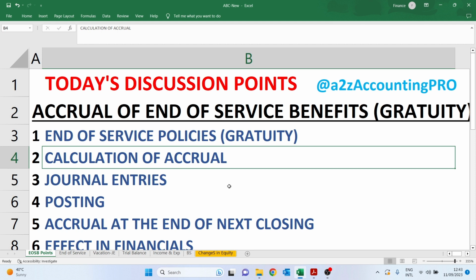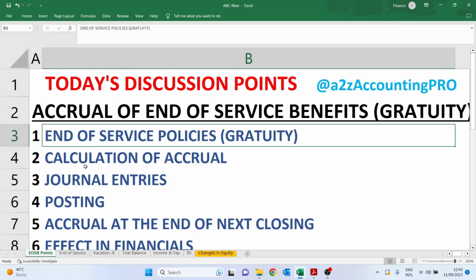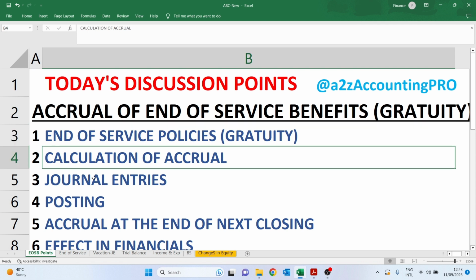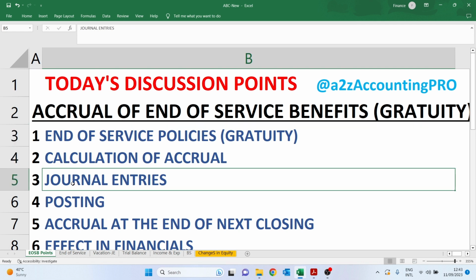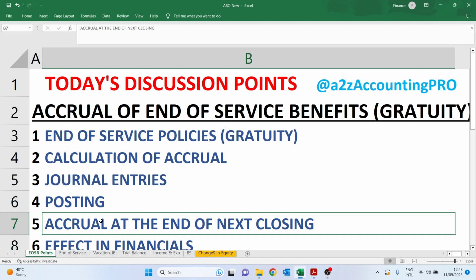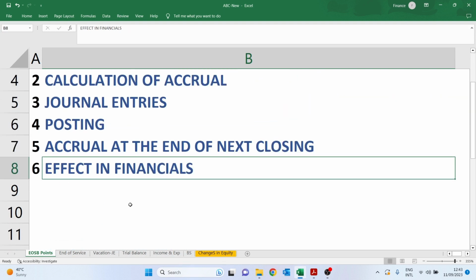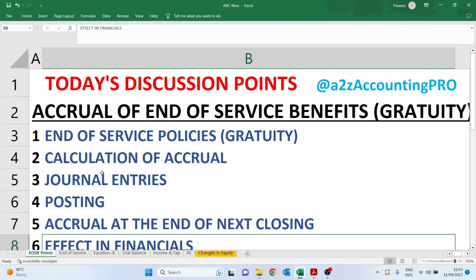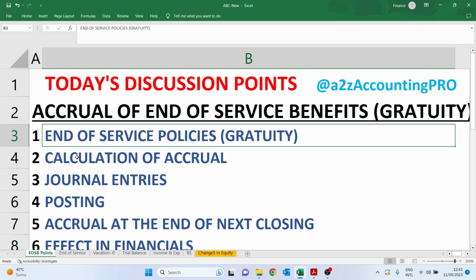So today we are going to discuss UAE's end of service benefit, or gratuity. Okay. So we are going to discuss these 6 points today. First one, end of service policies. Second one, calculation of the accrual of end of service. And third one, journal entries. Then posting. Then accrual at the next closing, and the effect of those entries in the financials. Okay, first let us discuss the end of service policy in UAE.